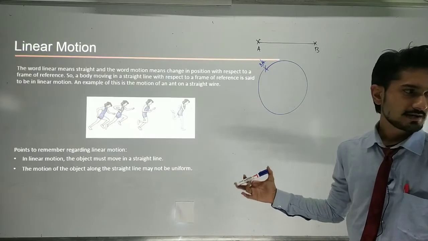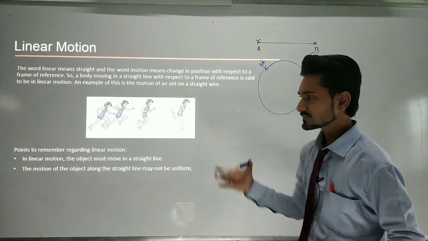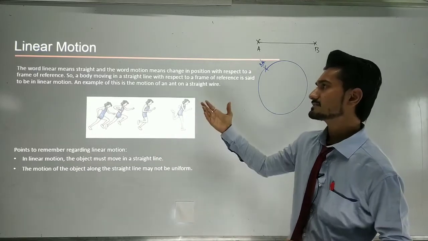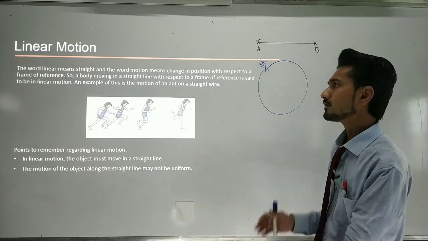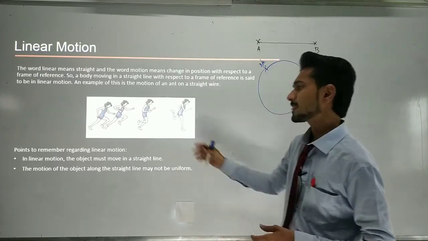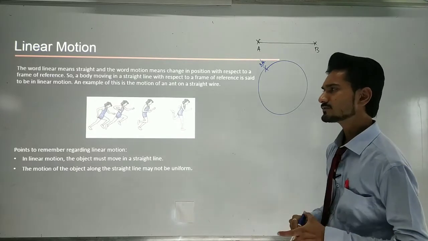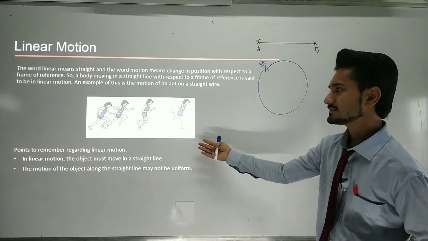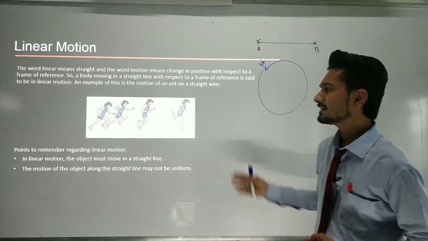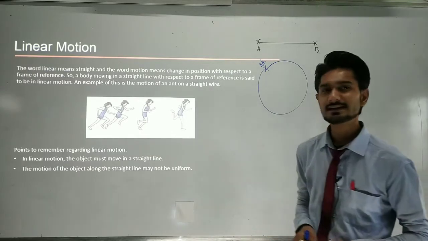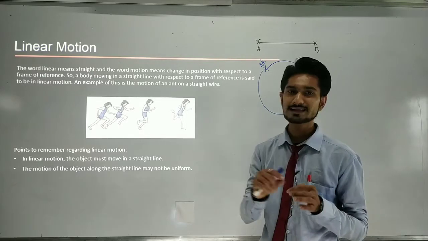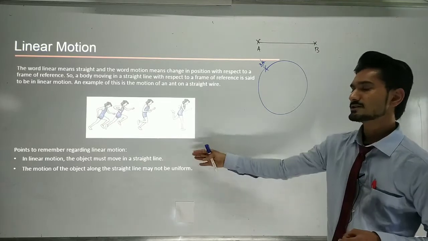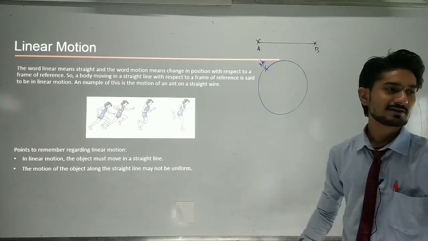Going on to the next topic, linear motion. The word linear means straight, and motion means the moving of an object or a change in the object's position. This is an example of straight line motion: if a man runs along a straight line, that can be considered linear motion, because he crosses the path in a straight line. These are the important topics that we saw in the previous lecture.